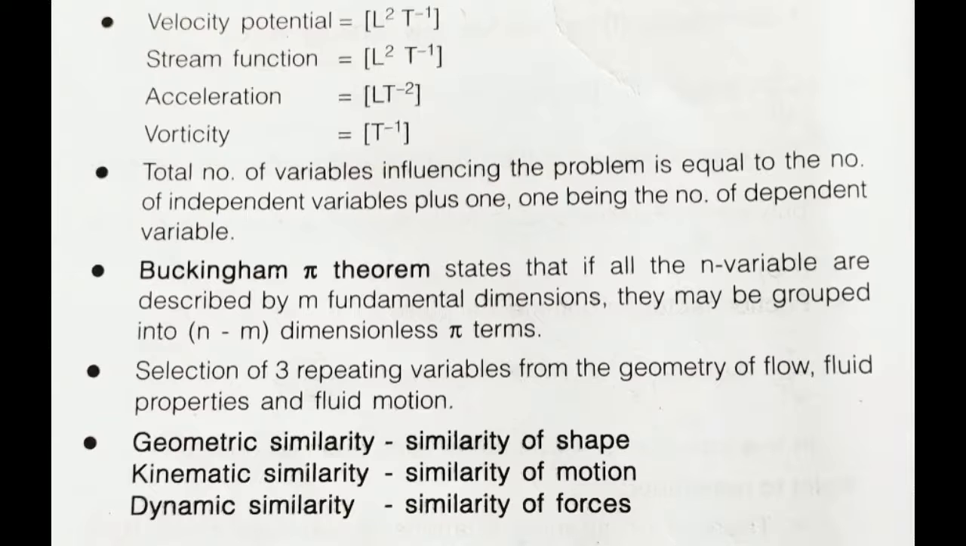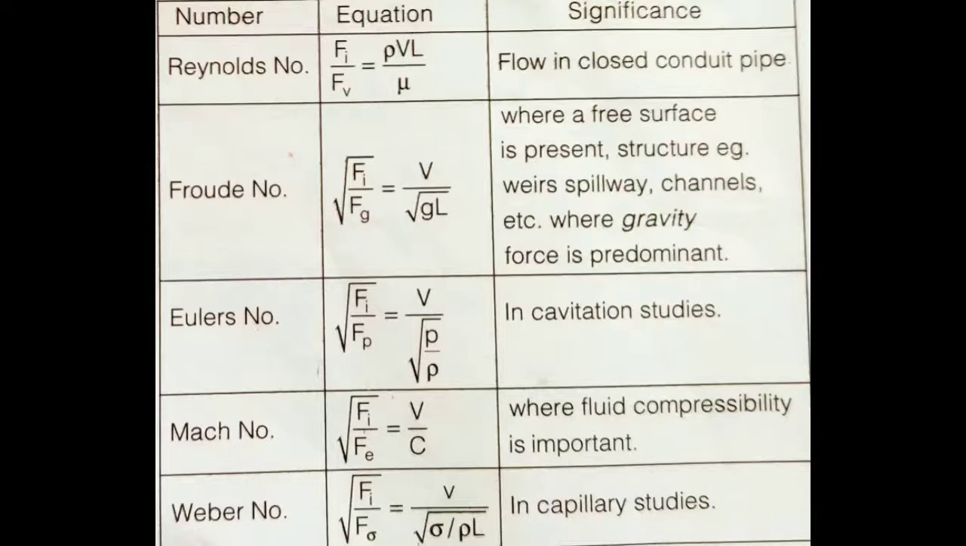Geometric similarity means similarity of shape. Kinematic similarity means similarity of motion. Dynamic similarity means similarity of forces. Now, this is a table: number, equation and significance.